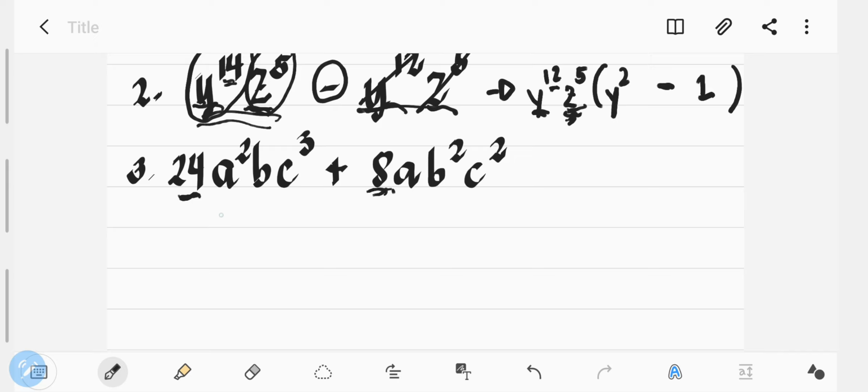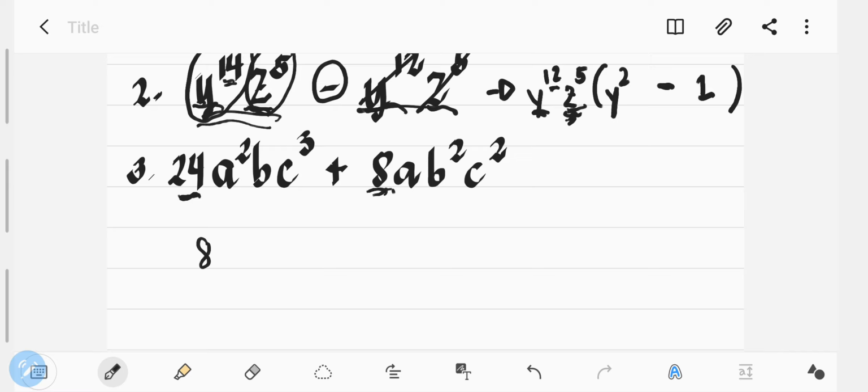So, ang gagawin natin dito is 24 at saka 8. Ang ilalabas natin ay yung GCF niya. So, ang GCF kasi niya ay 8. So, sulat natin dito yung 8.